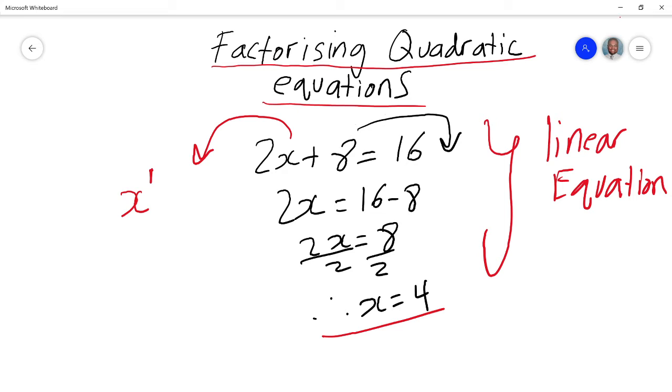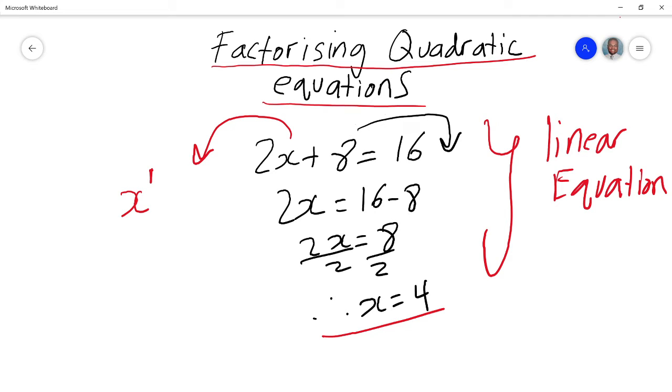So if x is equal to 4, when you put the value of x as 4 in the original equation, that's going to be 2 times 4 is 8, 8 plus 8 is equal to 16. That will be the only value of x. You're not going to get multiple values. So in a linear equation, you're looking at finding one value of x.